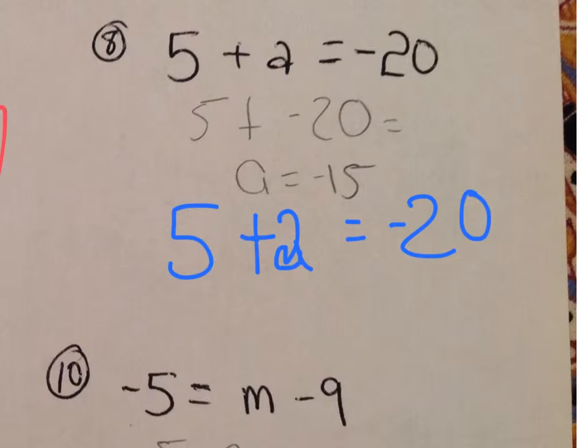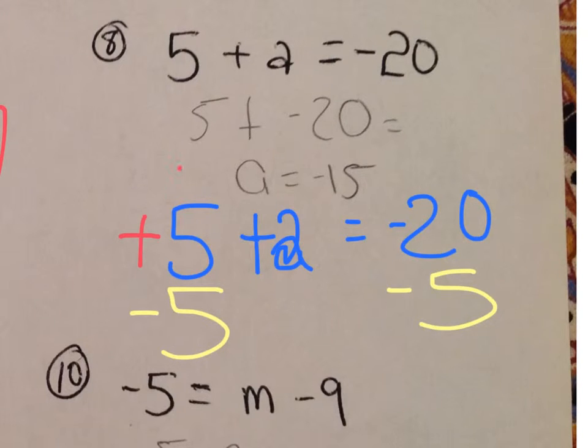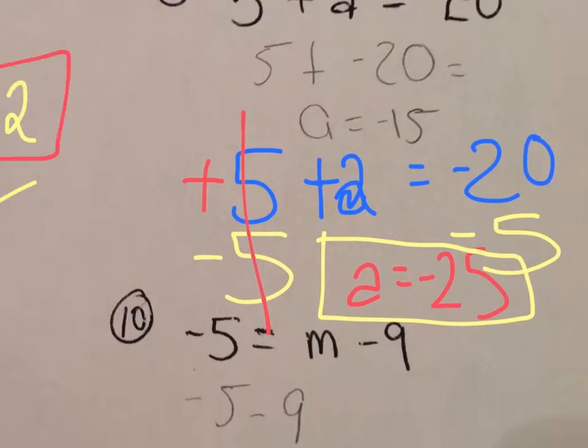And what we're going to do is we need to get the a by itself, right? So we'll subtract 5 from both sides. The reason we're subtracting is because even though we don't see it, we know that this is a positive 5. So positive 5 minus 5 is 0. So all we're left with is the a. And the a equals what? Negative 20 minus 5 is negative 25. That's our answer. Let's take a look at a few more.